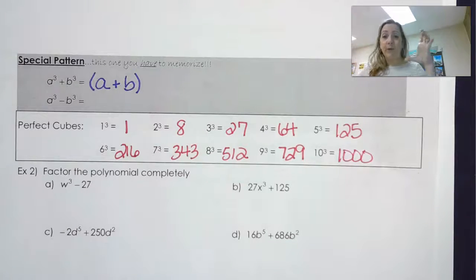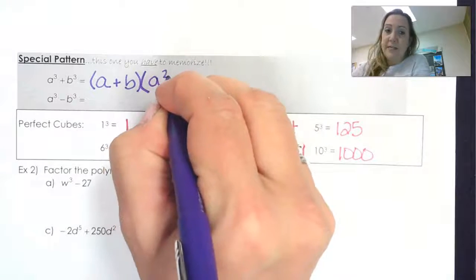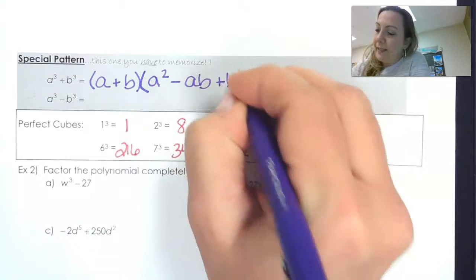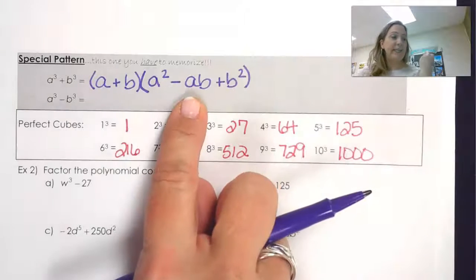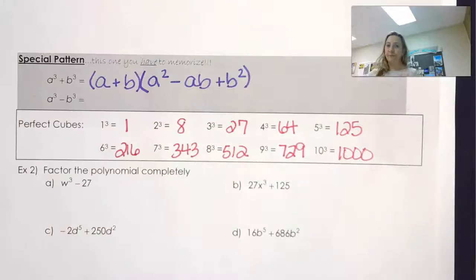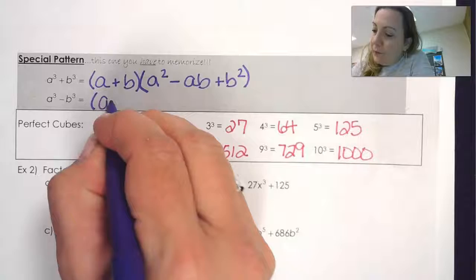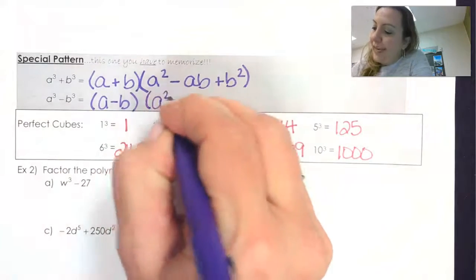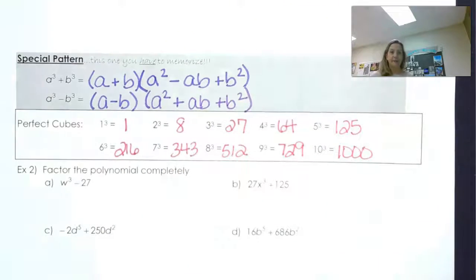Let me tell you the second part of the double bubble. The second part is going to have a squared minus ab plus b squared, okay? And then the nice thing about this is that even though often it ends up being a quadratic, that can't be factored anymore. You're done. Then if it's a cubed minus b cubed, we'll start with the quantity a minus b, and then we'll have a squared plus ab plus b squared, okay?